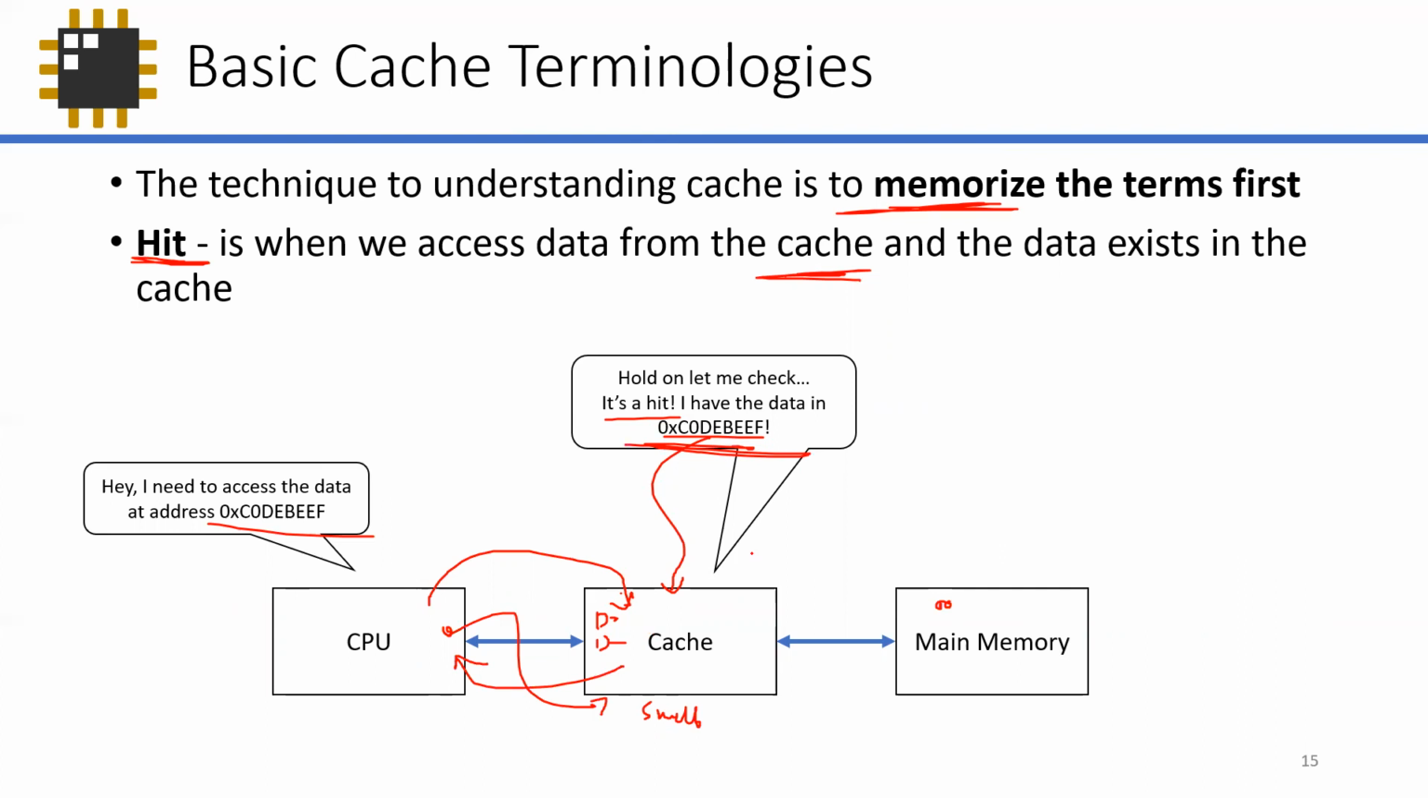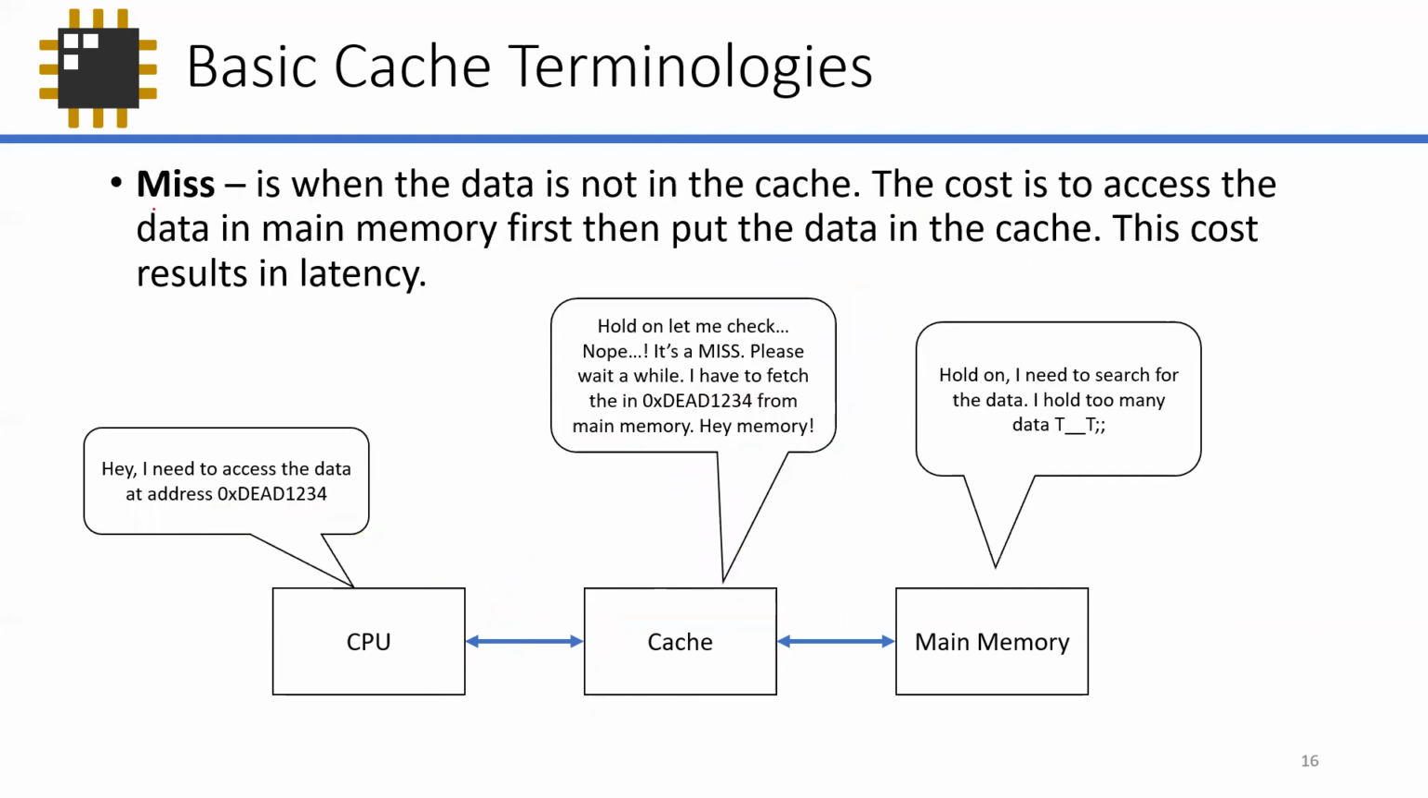The other version is, what if it's not in the cache? We call it a miss. Essentially, that's when the data is not in the cache, right? So the CPU says, hey, I need the address at dead 1234. The cache checks: dead 1234 is not in my location. Hold on, I have to communicate with the main memory.